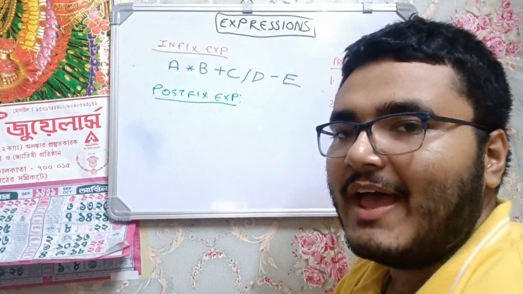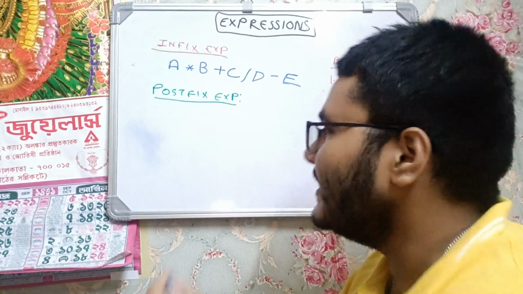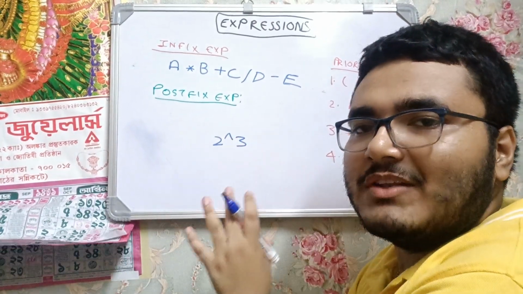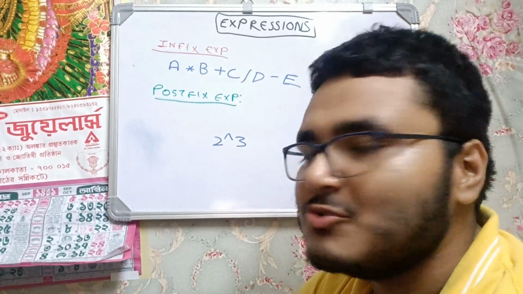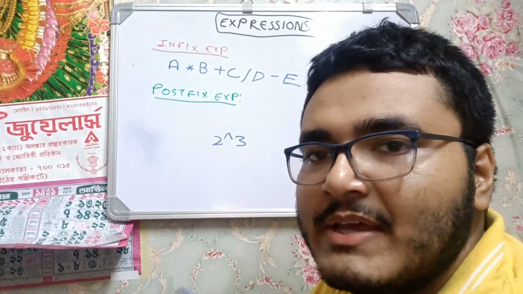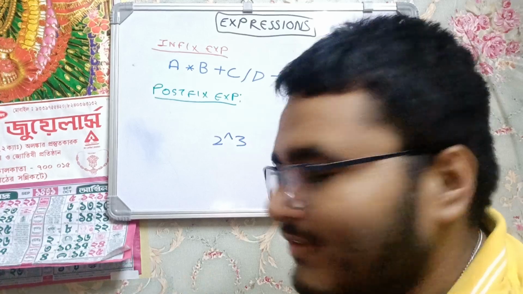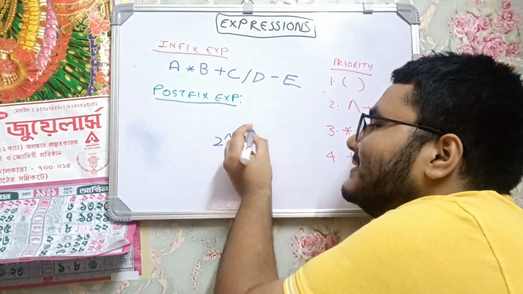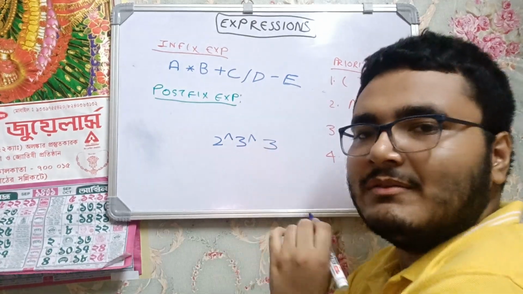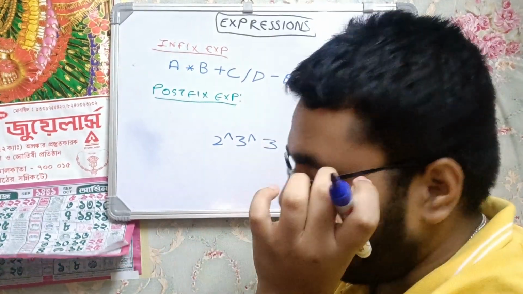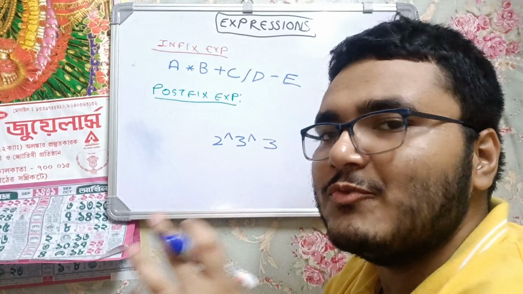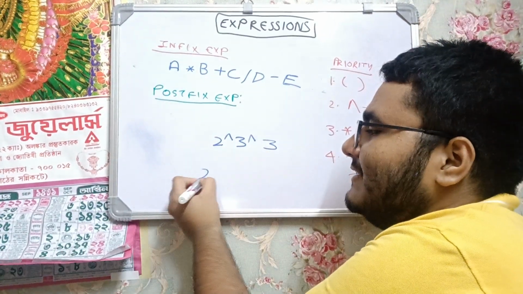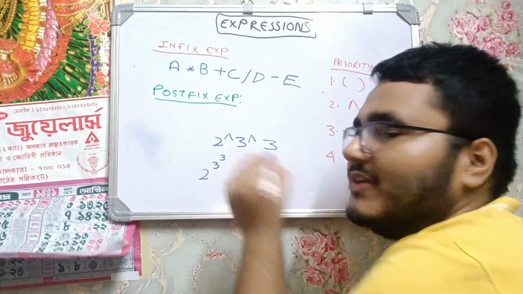Because in original terms, what does caret mean? Suppose I am writing 2 caret 3. In usual computer language, 2 caret 3 means 2 power 3. So 2 to the power 3 is 8. Now if I write 2 power 3 power 3, apply your common sense. Which one will you do first, 2 power 3 or first 3 power 3?